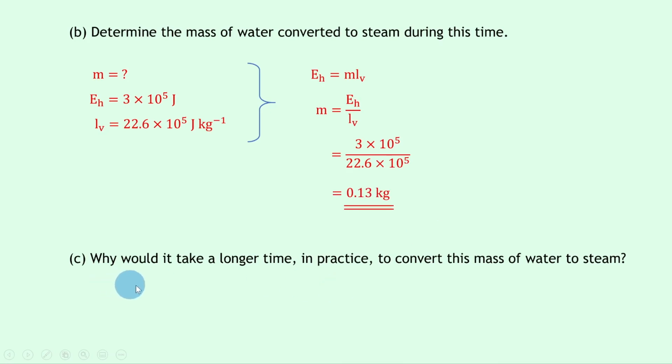Lastly, part C says why would it take a longer time in practice to convert this mass of water to steam? Well, the reason for this is that heat is lost to the surroundings, and in parts A and B we assumed that all the energy from the kettle went into heating up the water and that no energy was lost. That's why we were able to use the same energy values in both. However, in practice, in real life, this wouldn't happen, and some of the heat would be lost to the surroundings of the room where it would heat up the air in the room instead.